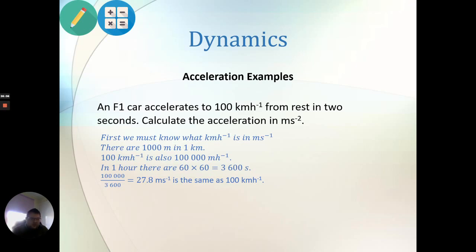Divide by 3.6. So you could have just divided by 3.6 to do that conversion. However, once that conversion is done, we now know that the speed we're looking for is 27.8 meters per second. So a = (v - u) / t. a is 27.8 minus 0, divided by 2, and that gives us an acceleration of 13.9 meters per second per second. That's the average acceleration of an F1 car that can get to that speed that fast.